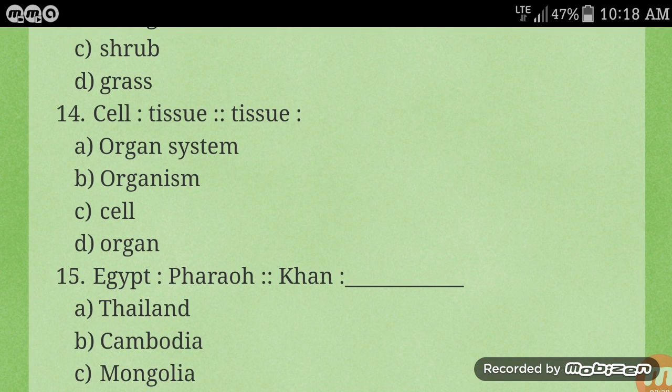Next one, cell, tissue, organ, system. Organ, I'm sorry. Letter D. Okay, so from lower to higher level. So we have lower to higher, also tissue and organ.